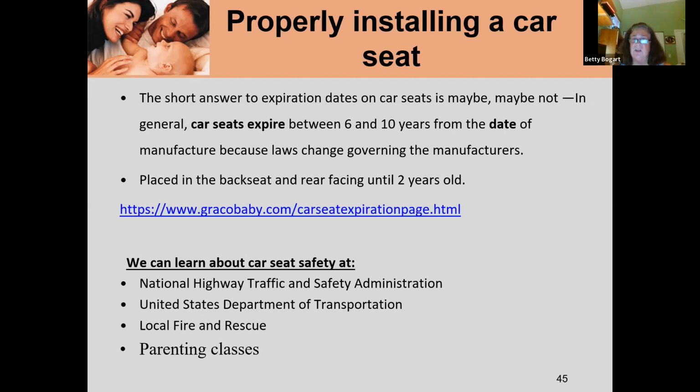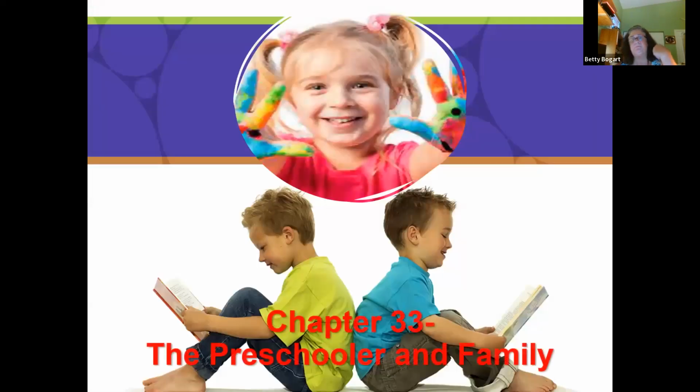So at 2 years old, it's the strength of their muscles that they're able to support themselves in case of accidents. So if they are 2 years old, you can face them front facing in the rear seat. And there's all sorts of resources for teaching parents about this.